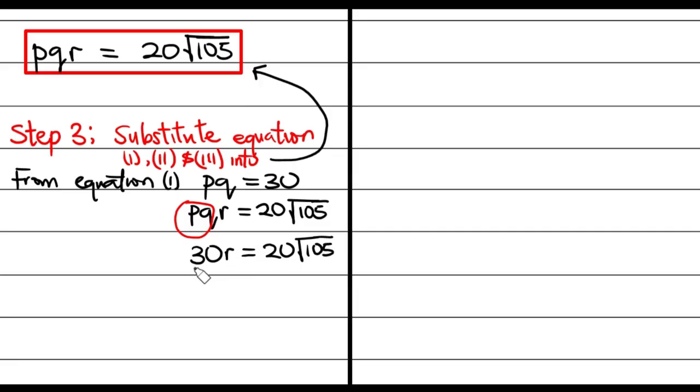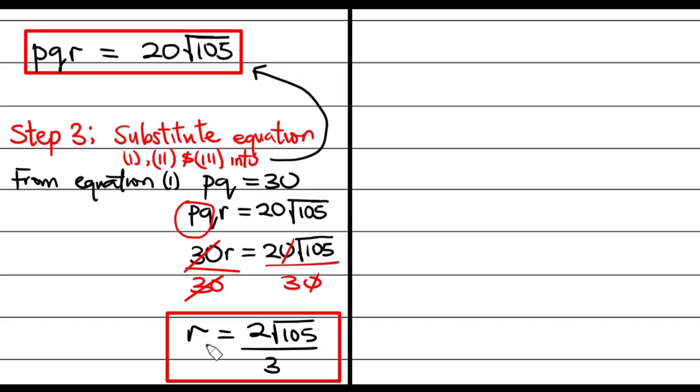In order to get the value of R, we're going to divide both sides by 30. So 30 goes for this, we have only R here, 0 goes for 0, we have 2 root of 105 over 3. R is just equal to 2 root of 105 over 3. That is the value of R. And the same thing we're going to do for equation 2.